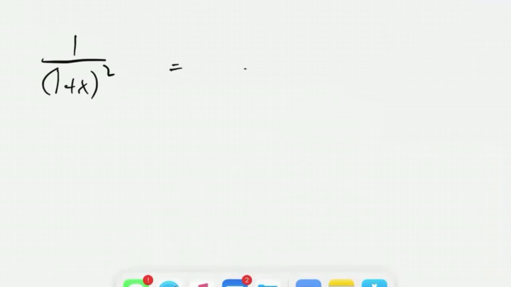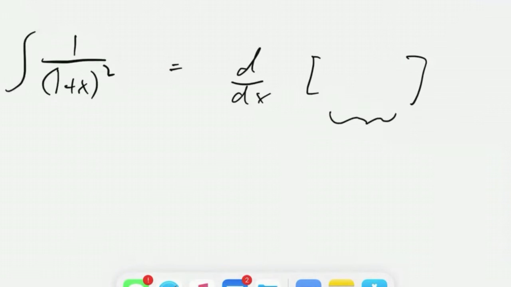When they give us 1 over 1 plus x squared, I'm thinking this is probably the derivative of something that I can find a power series of. But what is that something? How do I find that? Well, what's the opposite of differentiation? It's integration, right? So let's say this is the derivative of something I can find a power series of. How do I figure out what this is?